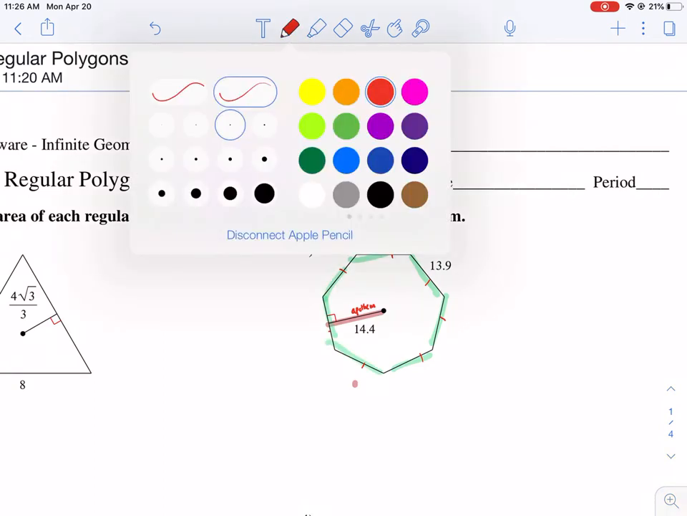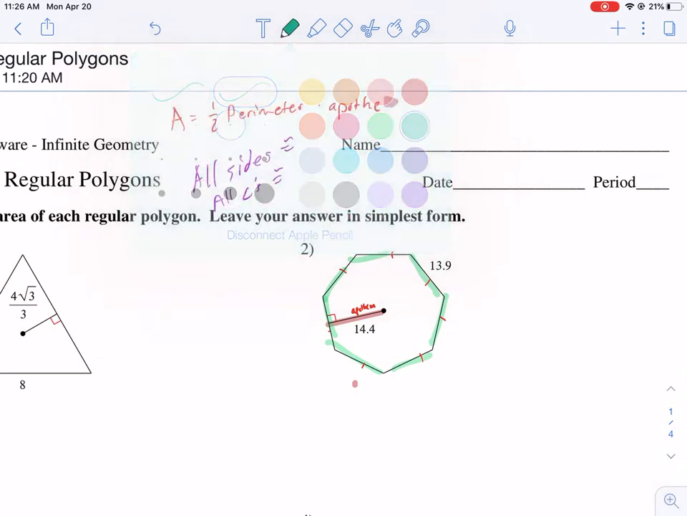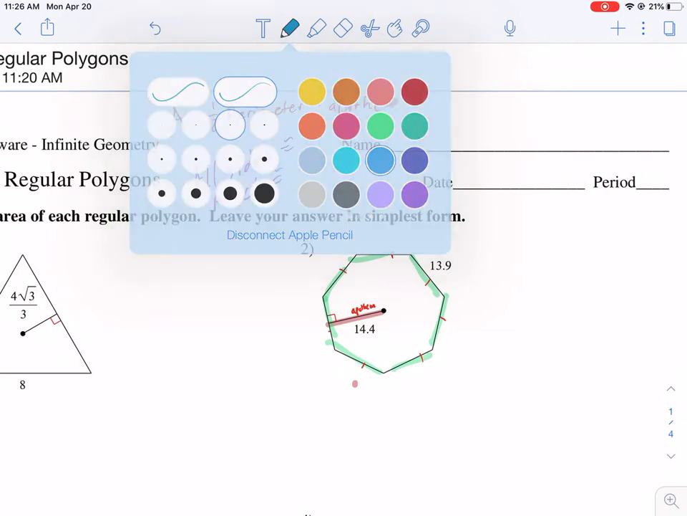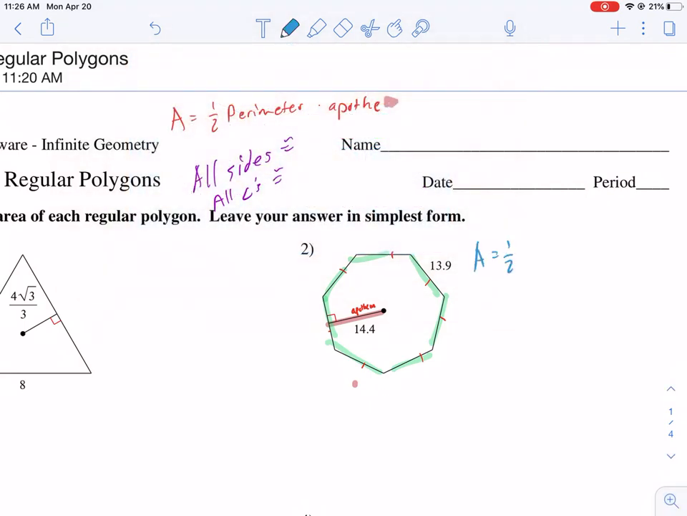So the process here for the formula would be, let's use blue: the area equals 1/2 the perimeter times the apothem. I use a lowercase a and an uppercase P for the perimeter. The perimeter is the easiest part to figure out most of the time. You just take the side length and multiply it by the number of sides. So in this case, it's 13.9 times 7, which gives us 97.3.